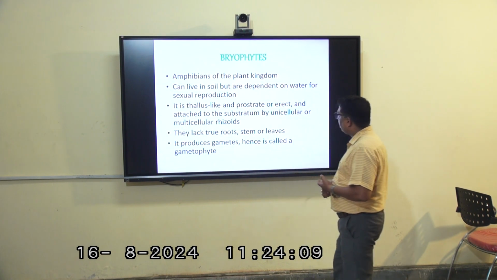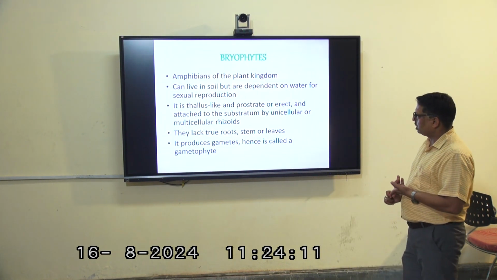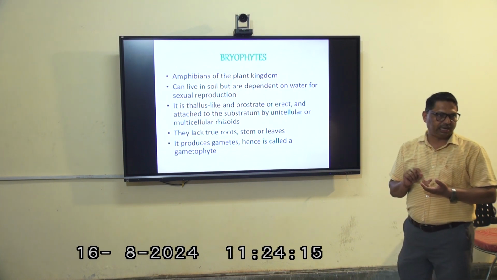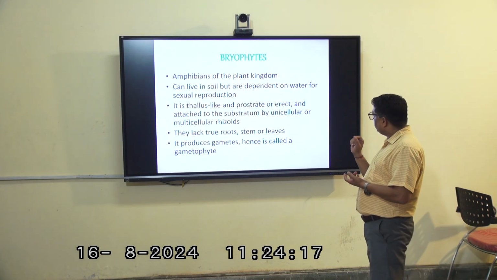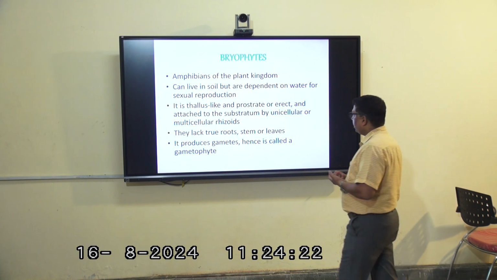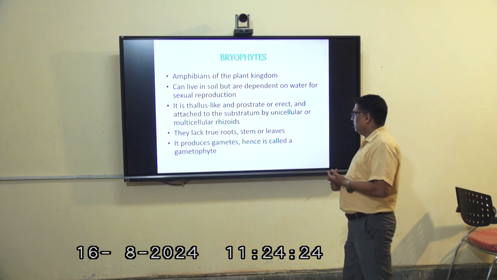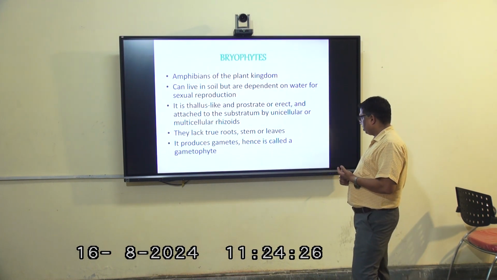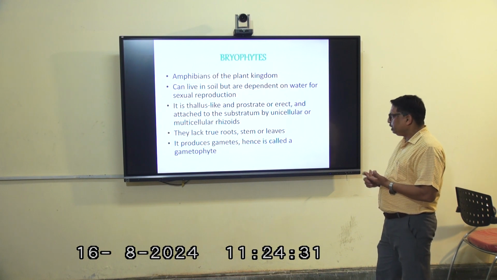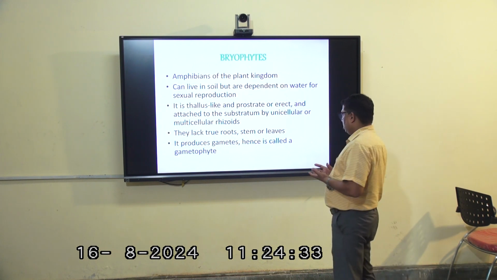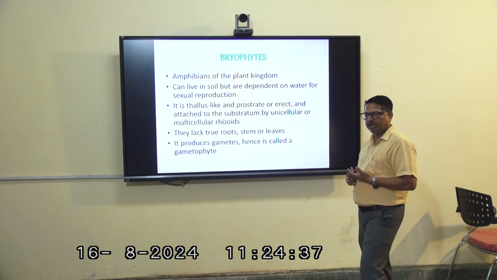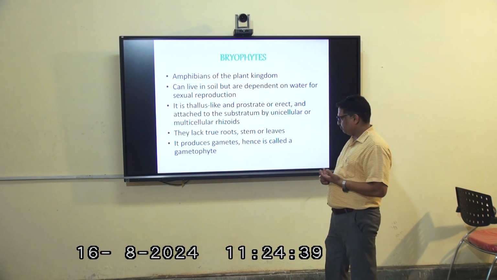They can live in the soil, but they are dependent on water for sexual reproduction. This is very important. This is a very peculiar characteristic of this category of plants, that they are dependent on water for sexual reproduction. It is thallus-like, prostrate or erect, and attached to the substrate by unicellular or multicellular rhizoids. They don't have true roots, stem or leaves, and it produces gametes. So that's why this is called the gametophyte.